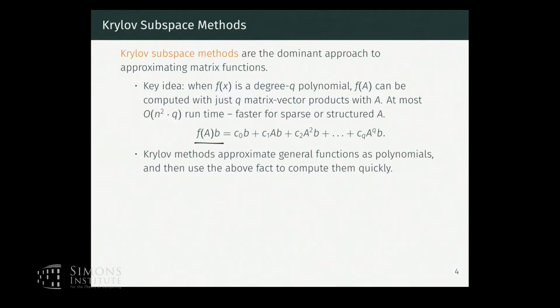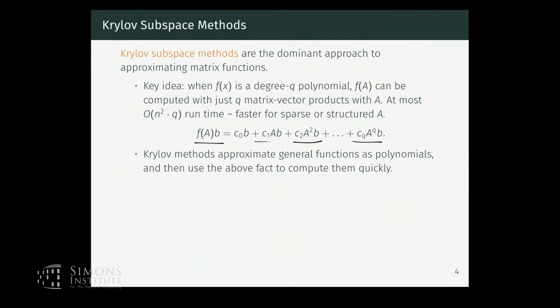So I just compute one matrix vector product to get AB, a second one to get A squared B. I just build up these products, right? So if f was a polynomial, I'd be in good shape. As long as the degree is not too large, I need to do Q matrix vector products with my matrix, which should be pretty fast.